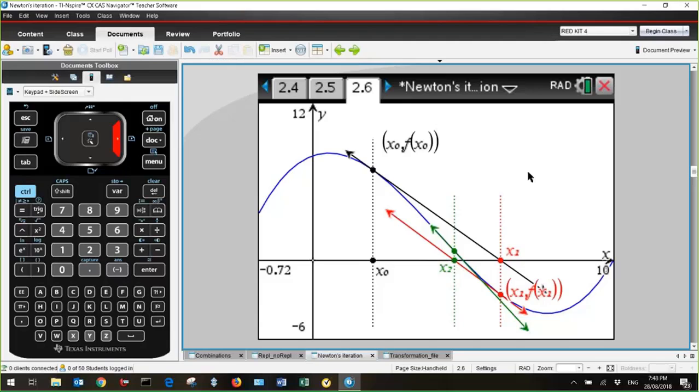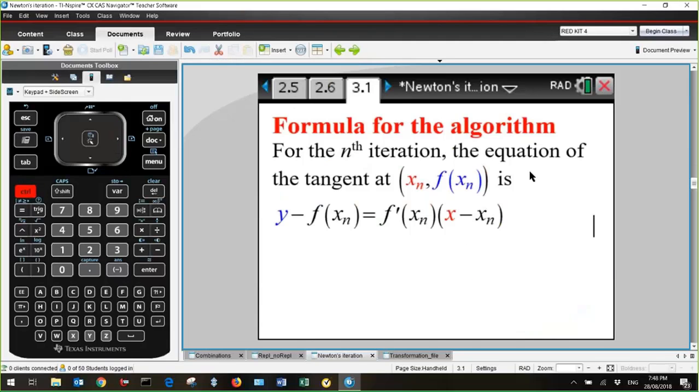All right, so it's also a formula. So where does the formula come from? For the nth iteration, the equation of the tangent at xn, f of xn, we just need to apply y minus y1 equals m times x minus x1, where instead of y1 I'm using f of xn, and my gradient is f dashed of xn.